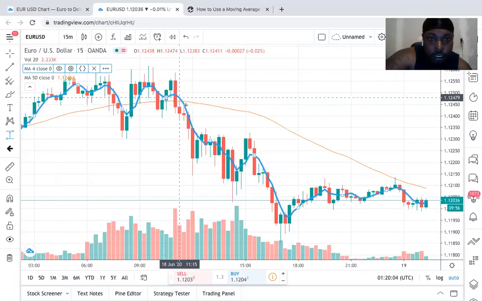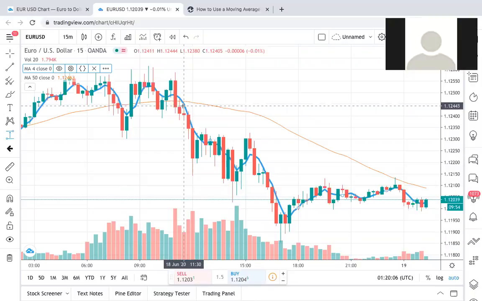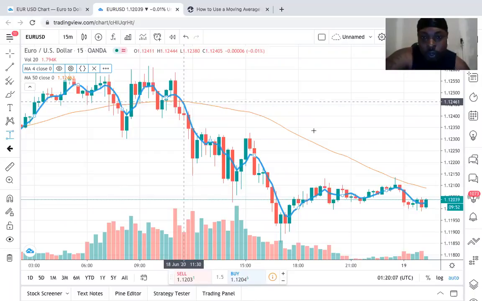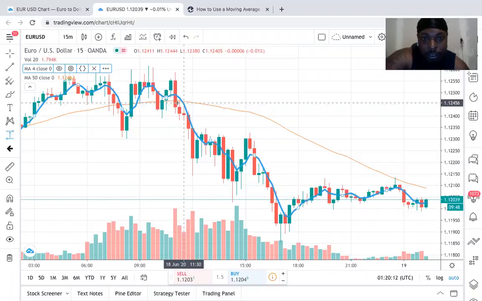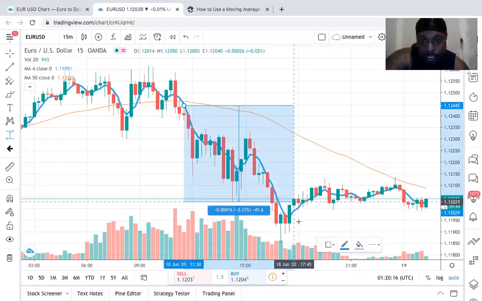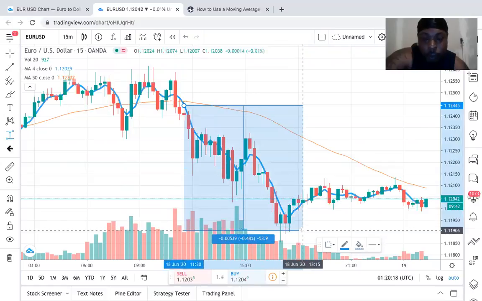The 4 here is blue, okay? And the 50 is this orange. So when that 4 moving average crossed the 50 going down, I'm in a sale. And guess what? Boom, look at that. I just caught 54 pips on a 15-minute chart, right? And that's, again, if we're scalping, because this is a 15-minute chart, okay?